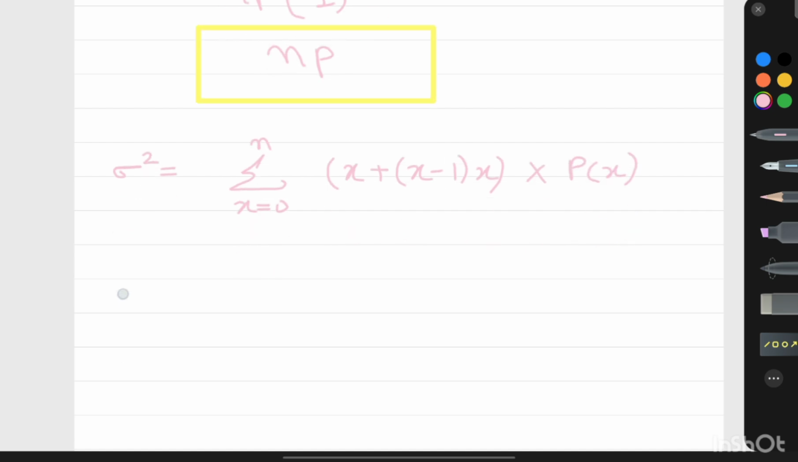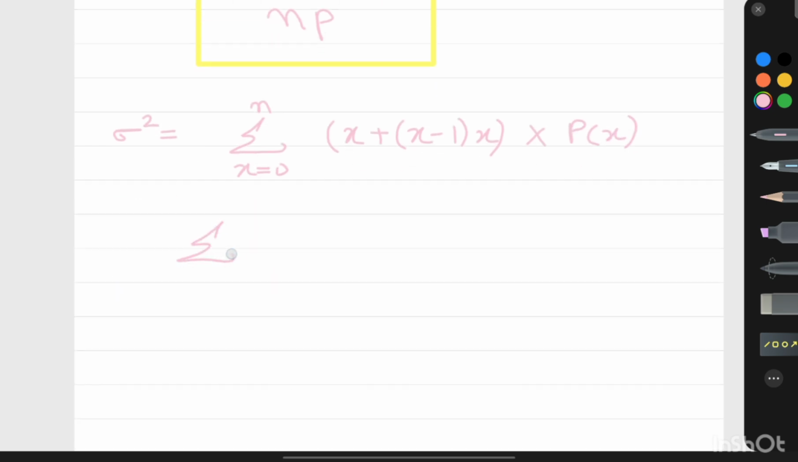You already know the formula of variance, that is sum for x equal to 0 to n of x square into p(x), right? This is how we write it. But can we write x square as x plus x into (x minus 1)? Because if you multiply x inside this, you will get x square minus x, right? This cancels out and you get x square. So we can actually write x square like this. So I have done the same thing over here.